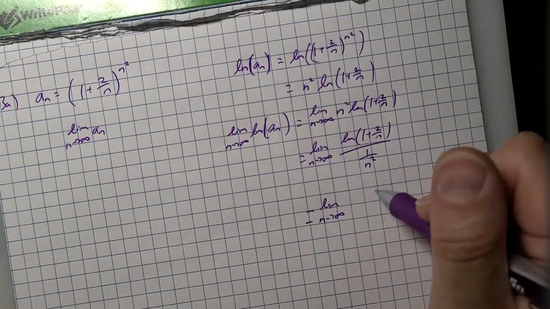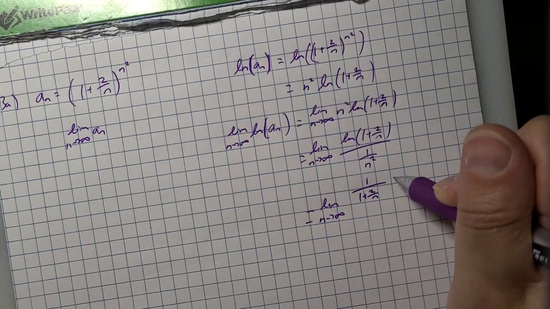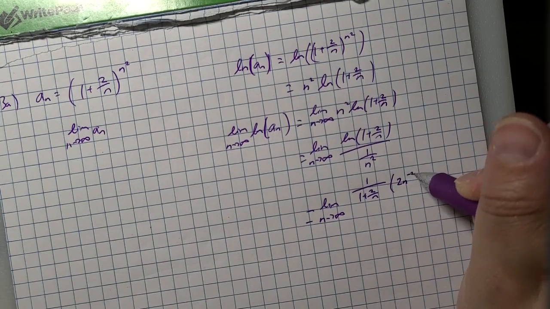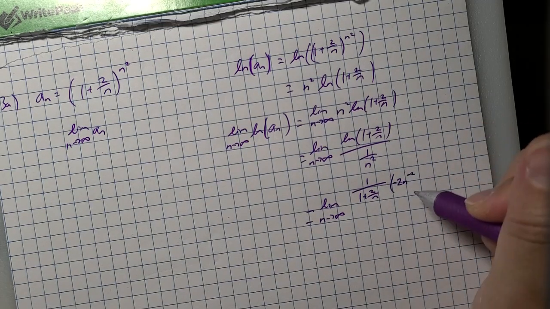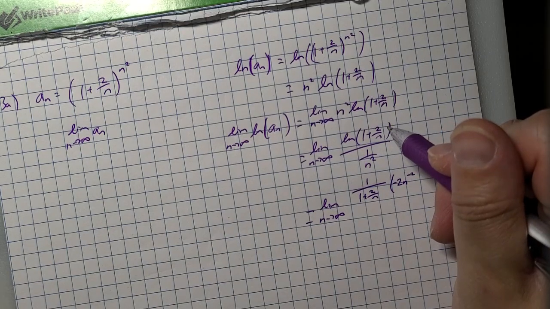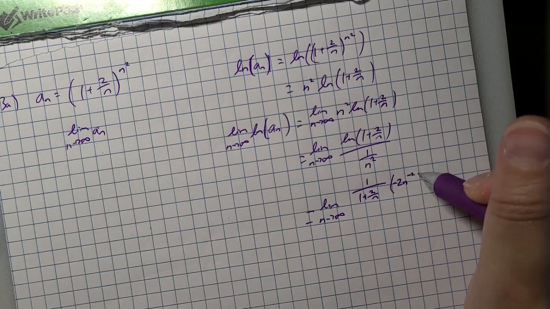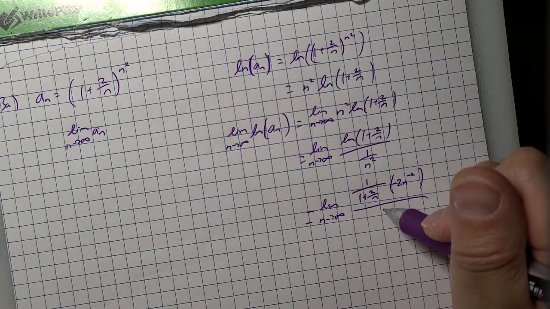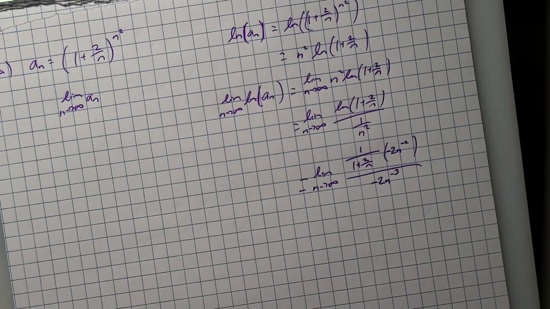What does that say? We can take the derivative of the top, which is just 1 over 1 plus 2 over n, times the derivative of the inside, which would be minus 2n to the minus 2 power. That'll be minus 2, because this is 2n to the minus 1, so we do the power rule, that'll be minus 1 times 2 times n to the minus 2. It should be like that. Over, this would be n to the minus 2, so that's minus 2, n to the minus 3 power. Okay?